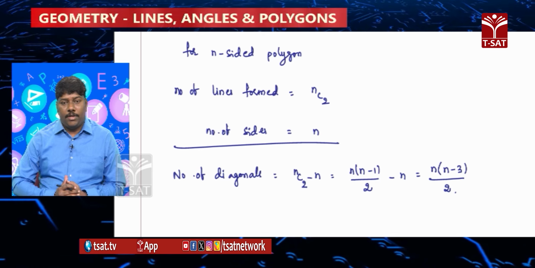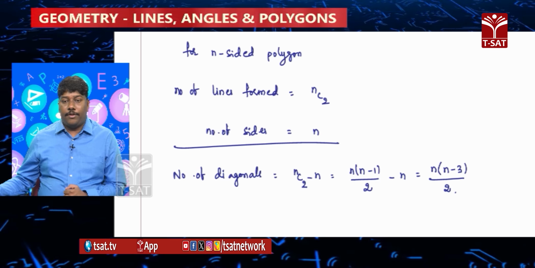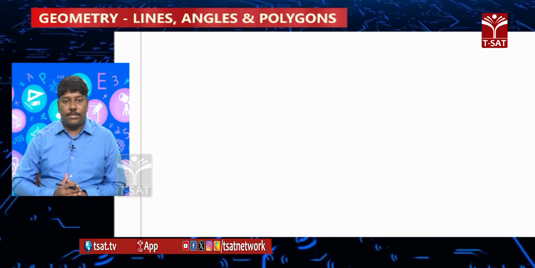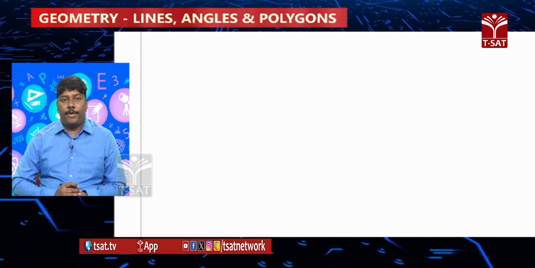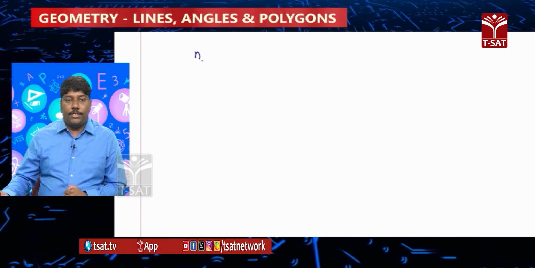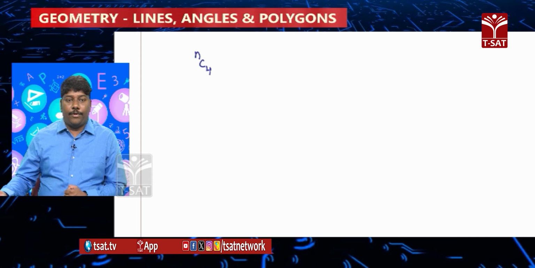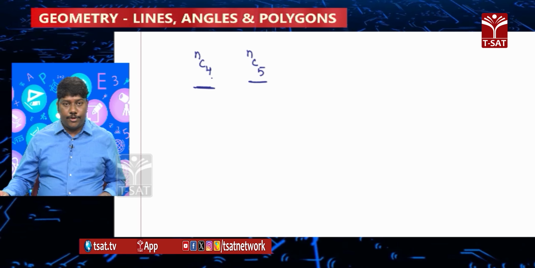vertices of a polygon. You can also find out the number of rectangles, number of quadrilaterals, number of pentagons in n-sided polygons. If I ask you the number of quadrilaterals formed by using the vertices of an n-sided polygon, for a quadrilateral you need 4 points, so say nC4. If you want the number of pentagons in an n-sided polygon, it is simply nC5. It goes on like that. Now we'll look at the problems based on this.